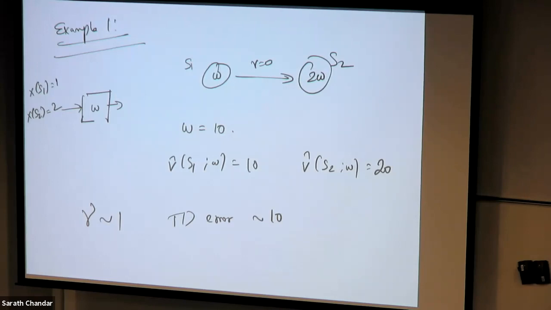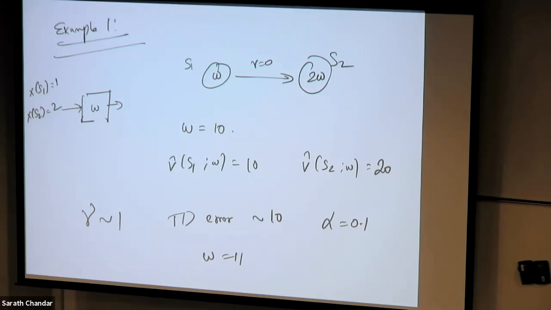Now let's say my learning rate alpha is equal to 0.1. Then how would you increase the value of W? So now W is going to be increased by 10% of 10. So it's going to be increased by 1. So my new W is going to be 11.